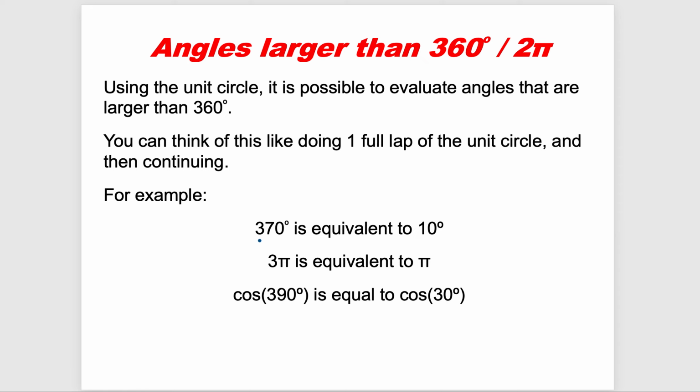So for example, if you had to think of an angle of 370 degrees, it's just like doing a full loop and then an extra 10 degrees. So 370 degrees is equivalent to 10 degrees. Similarly, 3 pi is equivalent to pi, because 3 pi is like doing 1.5 laps, and pi is like doing half a lap, but they both take you to the same spot. And if you had to work out cos of 390 degrees, that would be equivalent to cos of 30 degrees, because 390 degrees means you've done one full cycle and then an extra 30 degrees.